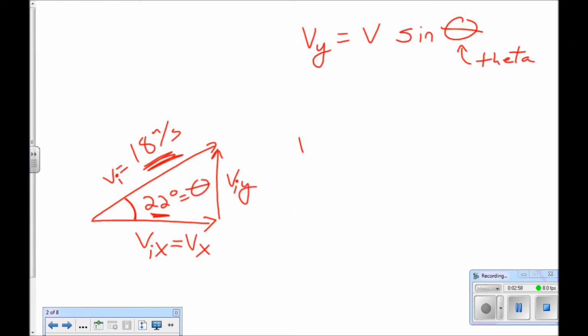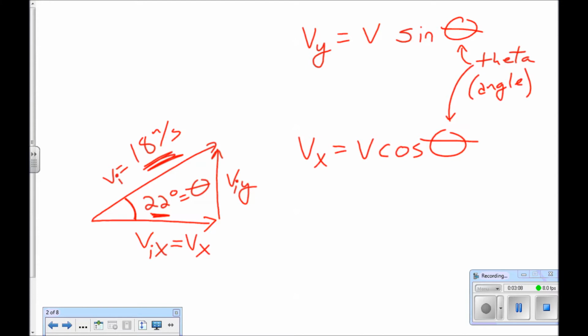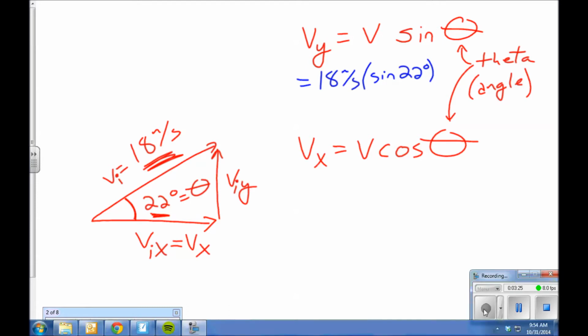And then if you want to find Vx, it's the same thing, except use cosine. And remember, theta means your angle. So for us, to find our Vy, we're going to take 18 meters a second and multiply it by the sine of 22 degrees. So grab your calculator, type it in, and see what you get. And that gives you 6.7 meters per second.